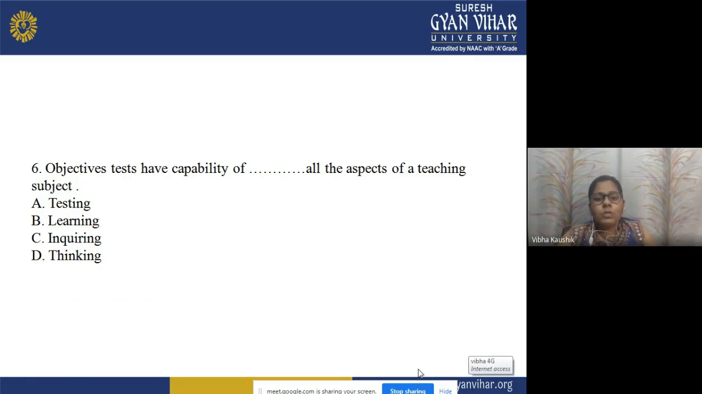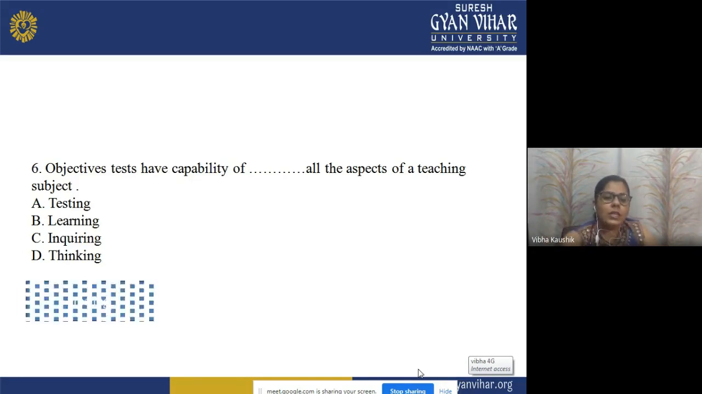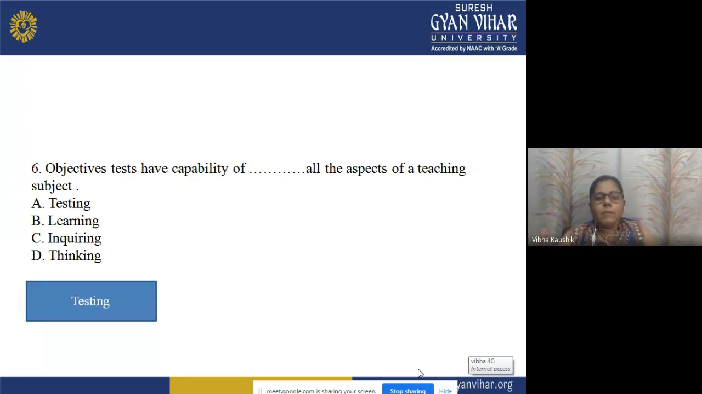Now the options are A, testing; B, learning; C, inquiring; and D, thinking. Now which type of capability are we talking about? You have to select the correct answer, and the correct answer is testing. It means objective type tests have the capability of testing all the aspects of a teaching subject.